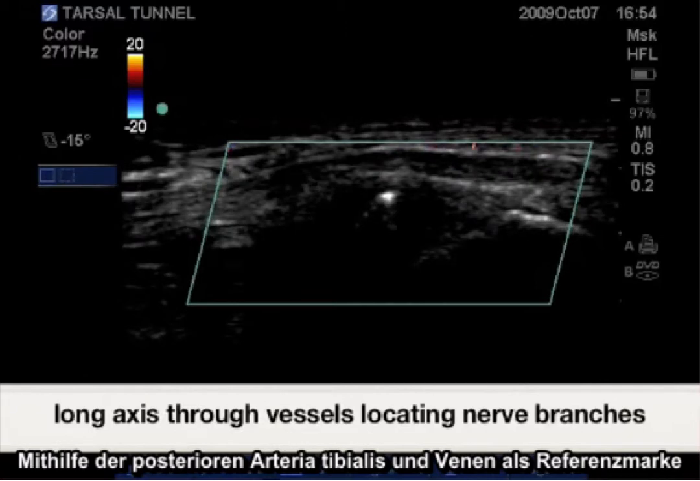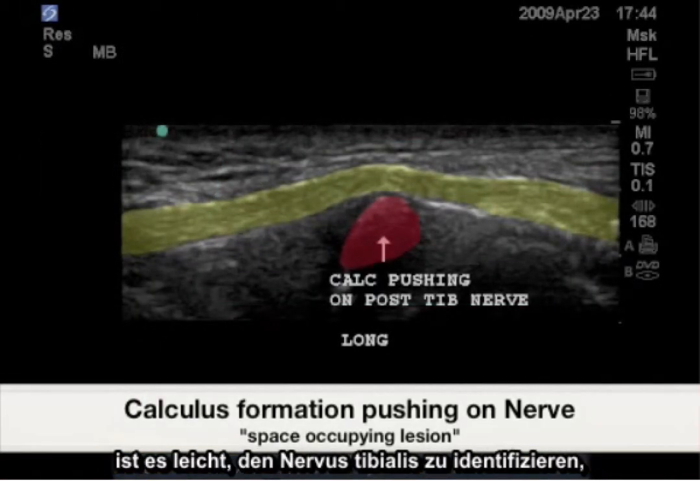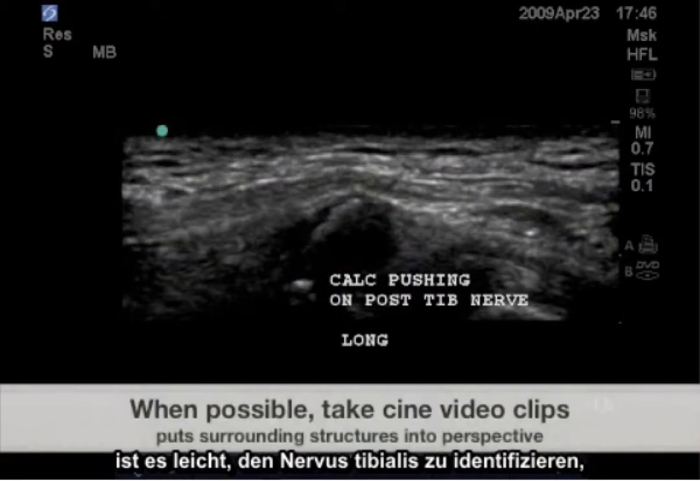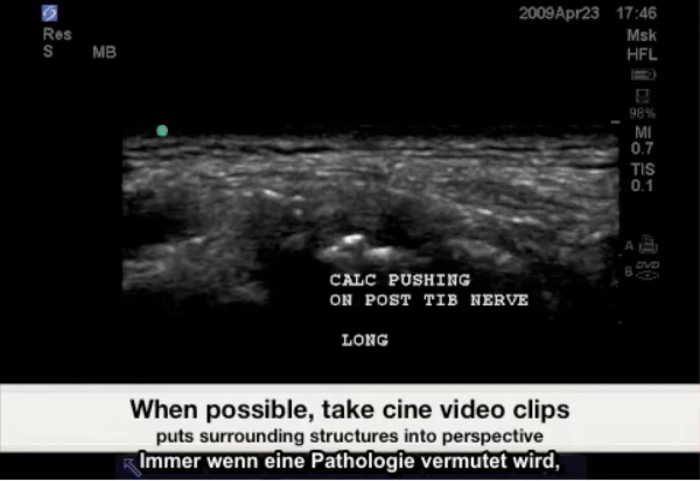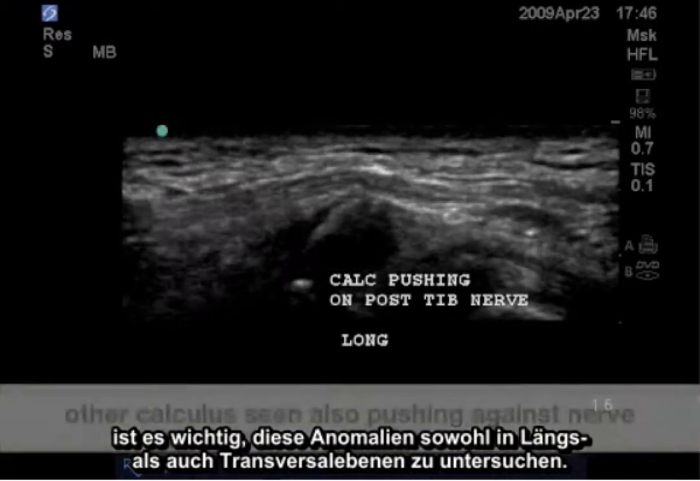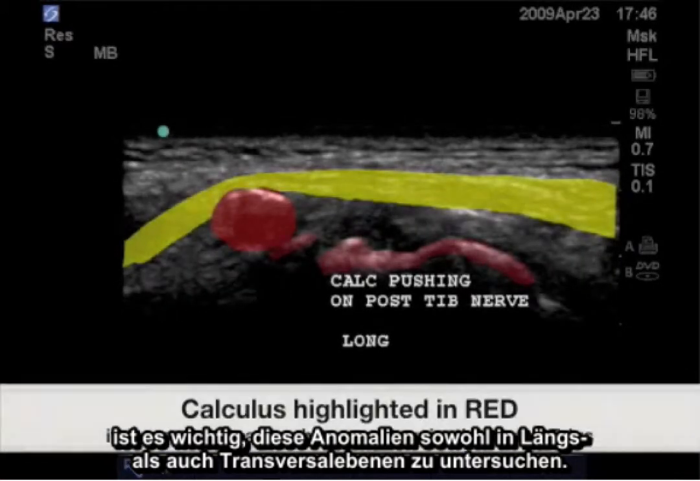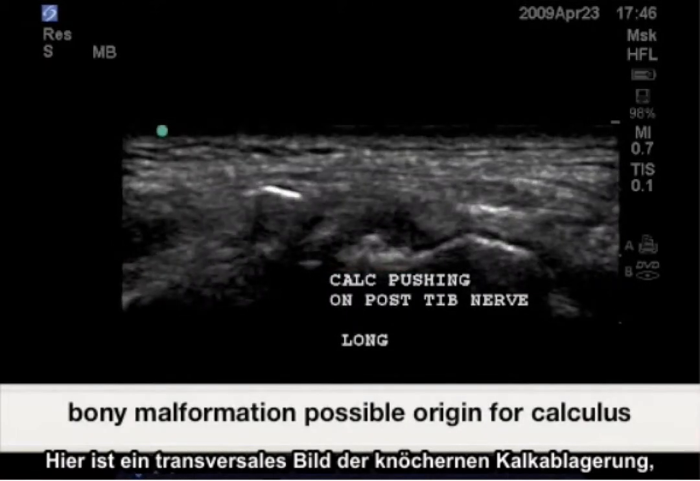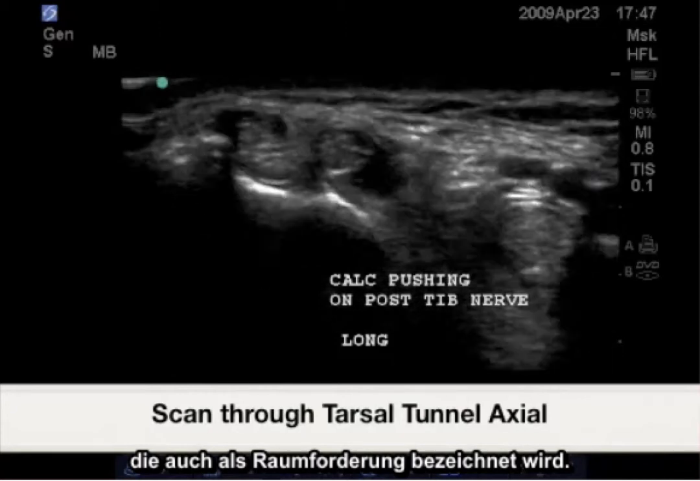Utilizing the posterior tibial artery and veins as a landmark, it is easy to identify the posterior tibial nerve, in this case being compressed by a bony calculus formation. Anytime pathology is suspected, it is always important to note these abnormalities in both longitudinal as well as transverse planes. Here's a transverse image of the bony calculus, which may also be termed as a space-occupying lesion.